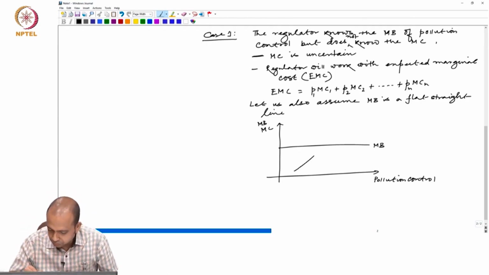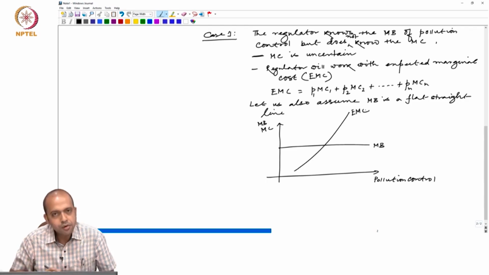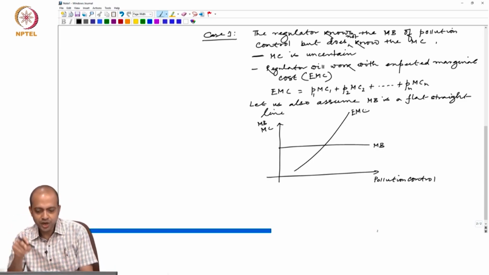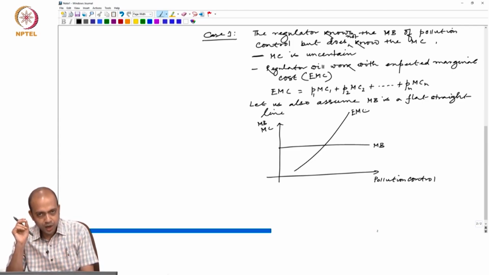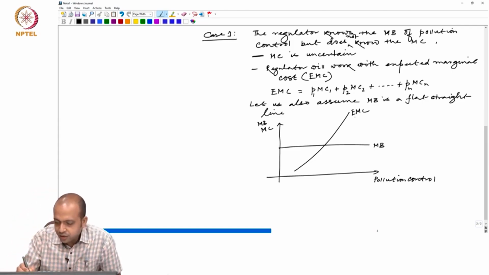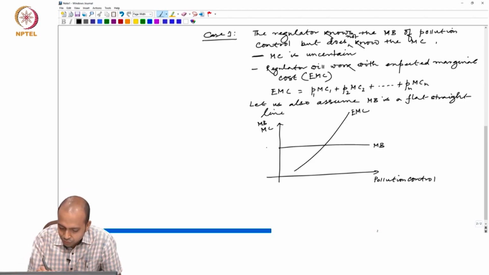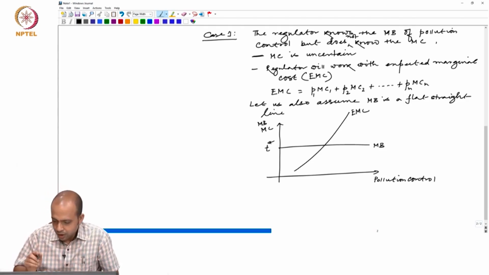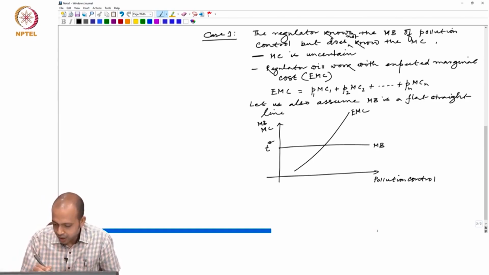And this is the expected marginal cost. Since the original marginal cost is unknown, the regulator is working with the expected marginal cost. And how would T star be defined? It is the intersection between MB and MC. Since MC is unknown, the intersection between MB and EMC will give you the optimal tax rate, T star.